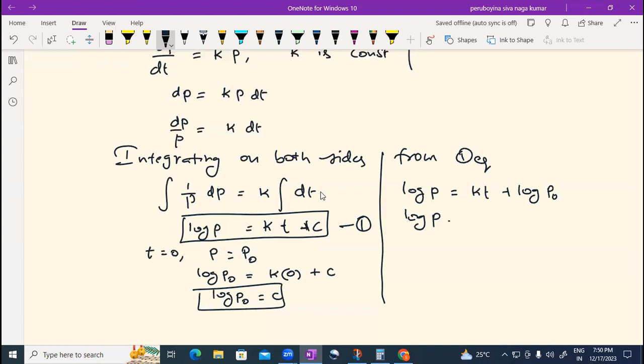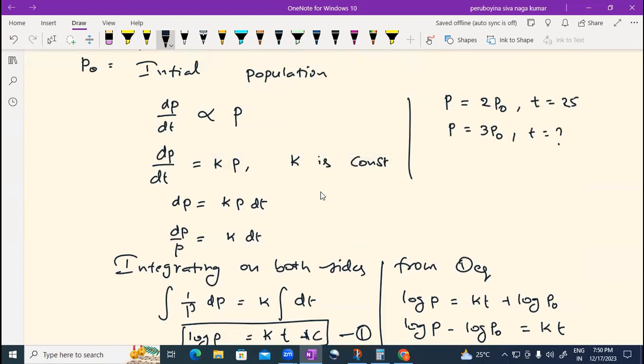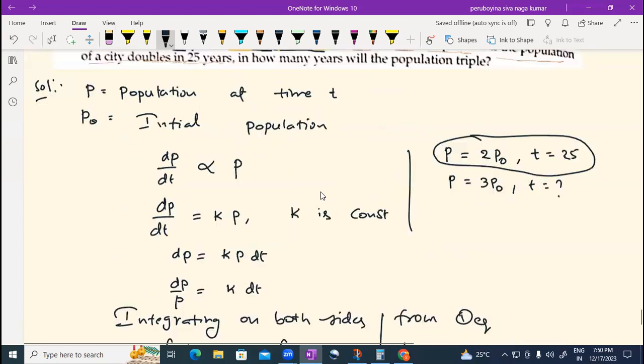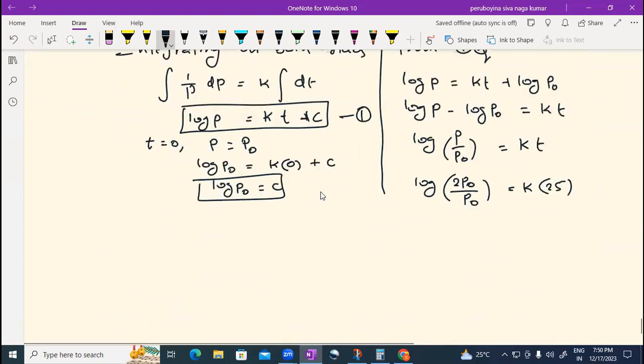I am moving it to the left side. Log p minus log p naught is equal to k into t. So you can write log of p by p naught is equal to k into t. Okay, fine. And one more condition we should apply. What are the given conditions? Look at this condition. P value I am replacing with 2p naught. Why? It was doubled, he said. So it is equal to k into the time at which it is double. At 25 years of time it is double, so I wrote t value 25. Okay. P naught got cancelled.